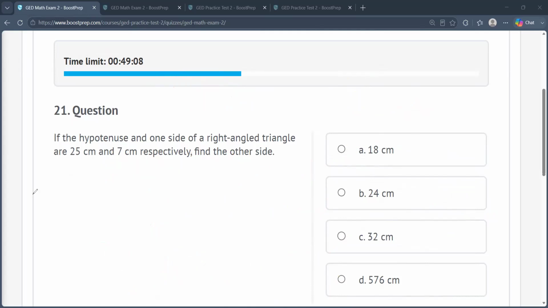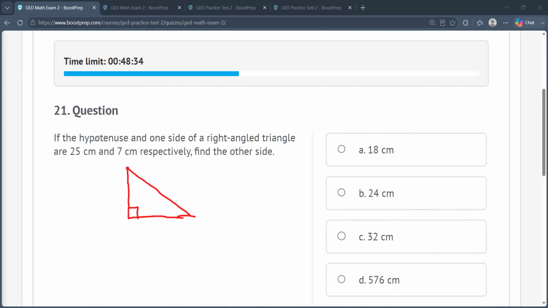Okay, the next question. It's a word problem, a right triangle trig problem. Question 21 says, if the hypotenuse and one side of a right-angle triangle are 25 centimeters and 7 centimeters, find the other side. You can draw your image. Pretend you have this right triangle, and I'm going to use a little box to represent the right angle.